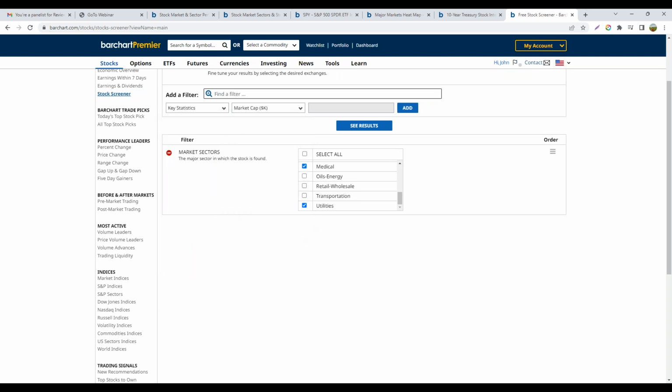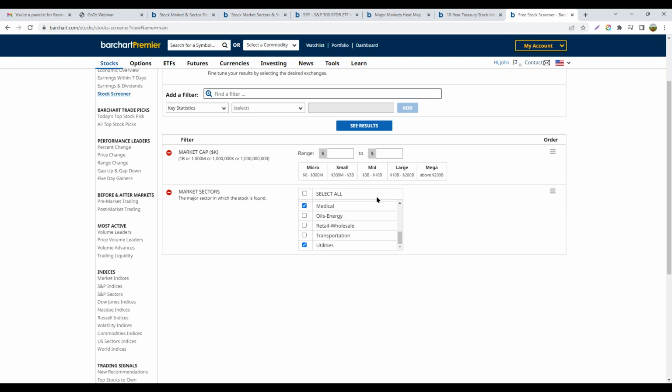Let's go and look at market cap. I'm going to stay away from the mega caps right now because a lot of them are struggling: Tesla, Amazon, Google, those ones are struggling, right? Let's stay with those large cap, more blue chip type stocks.